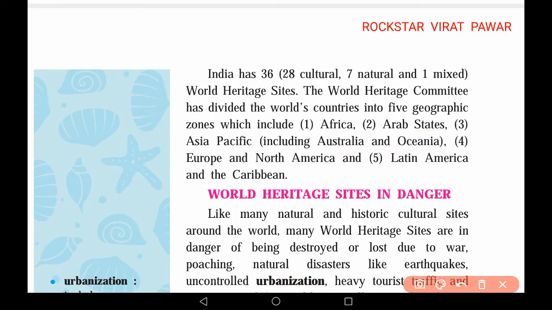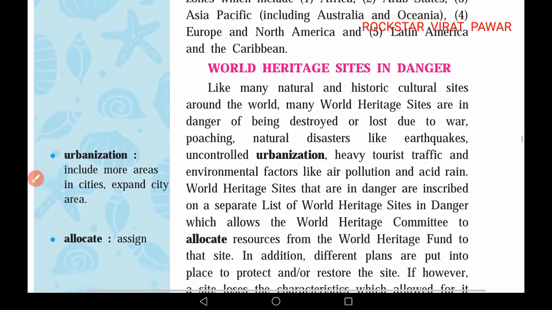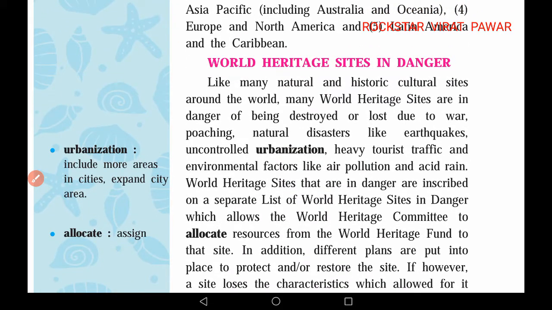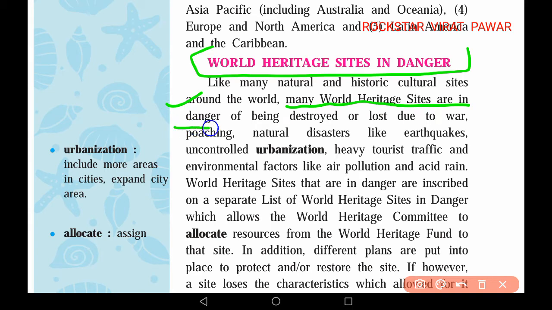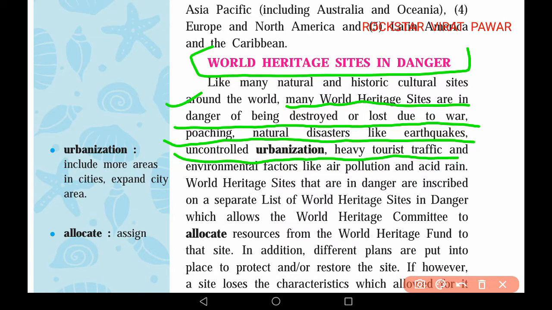The next one is World Heritage Sites in danger. Which World Heritage Sites are in danger? Like many natural and historical cultural sites around the world, many World Heritage Sites are in danger of being destroyed or lost due to war, poaching, natural disasters like earthquakes, uncontrolled urbanization, heavy tourist traffic, and environmental factors like air pollution and acid rain.